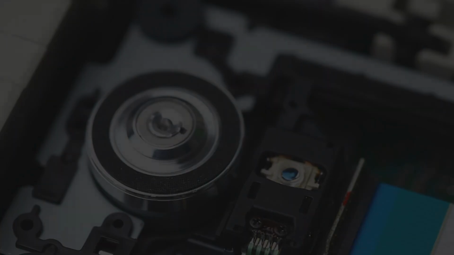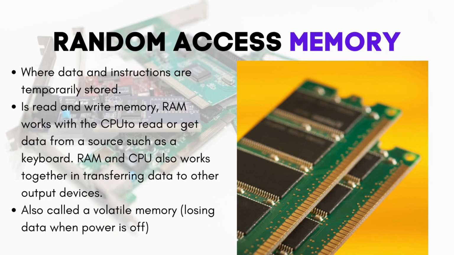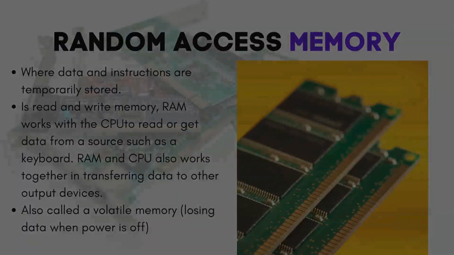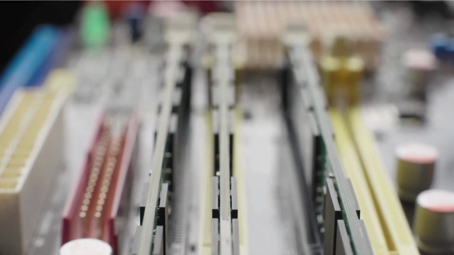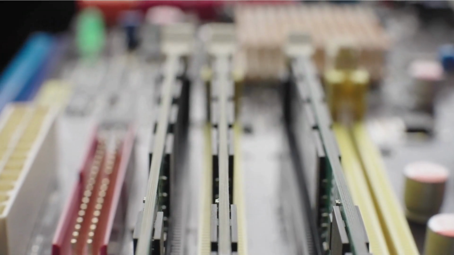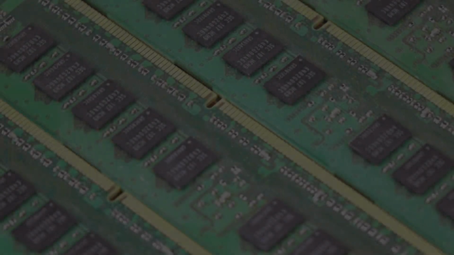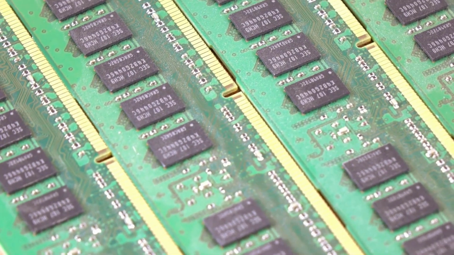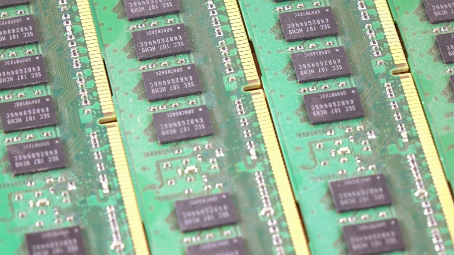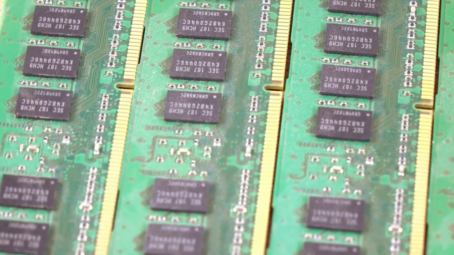Random access memory is where data and instructions are temporarily stored. It is read and write memory. RAM works with the CPU to read or get data from a source such as a keyboard. RAM and CPU also work together in transferring data to output devices. It is also called volatile memory, losing data when power is off.